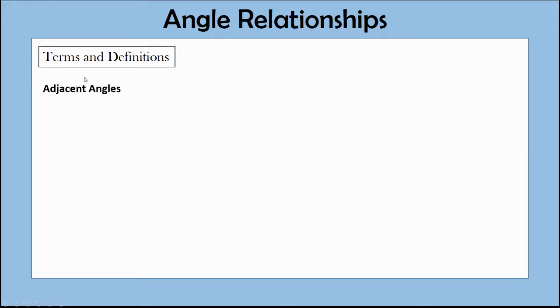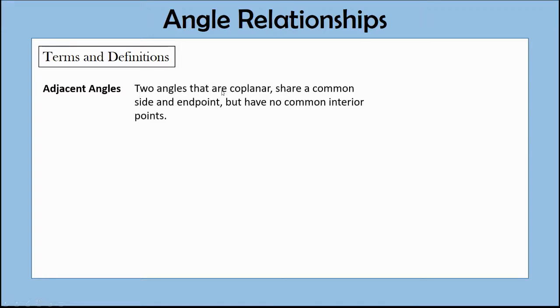So let's first of all talk about adjacent angles. We've mentioned these before, but haven't clearly defined them. Adjacent angles are two angles that are in the same plane. They share a common side and a common endpoint or a common vertex, but they have no common interior points.